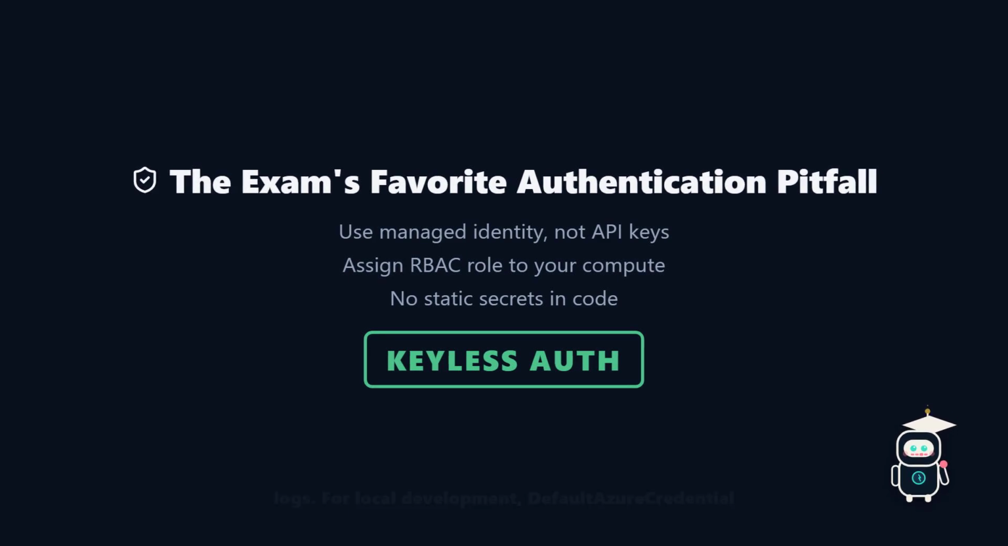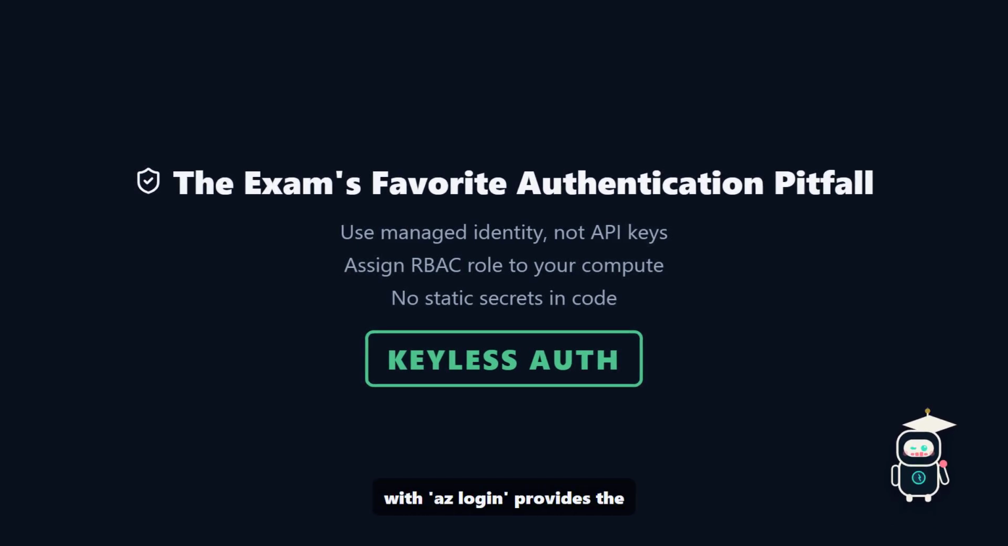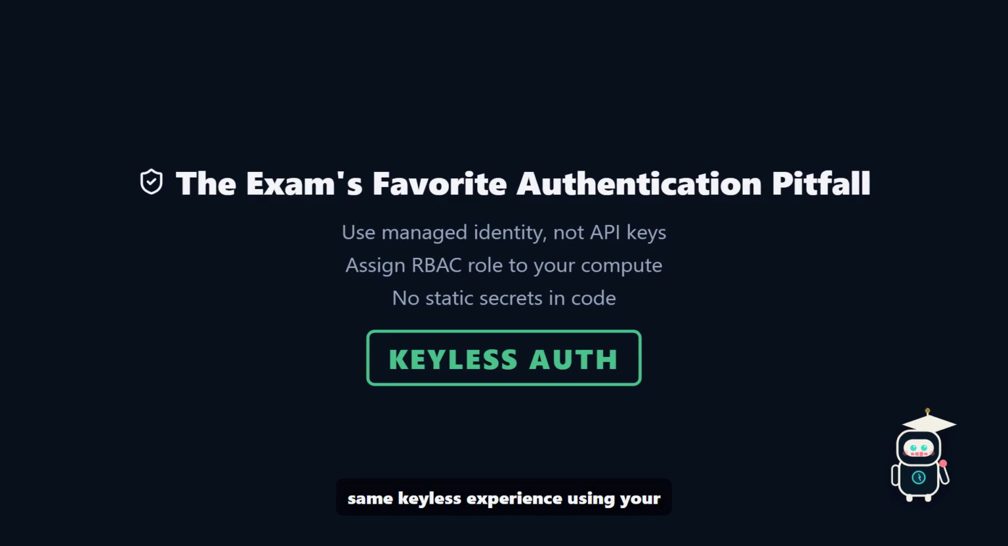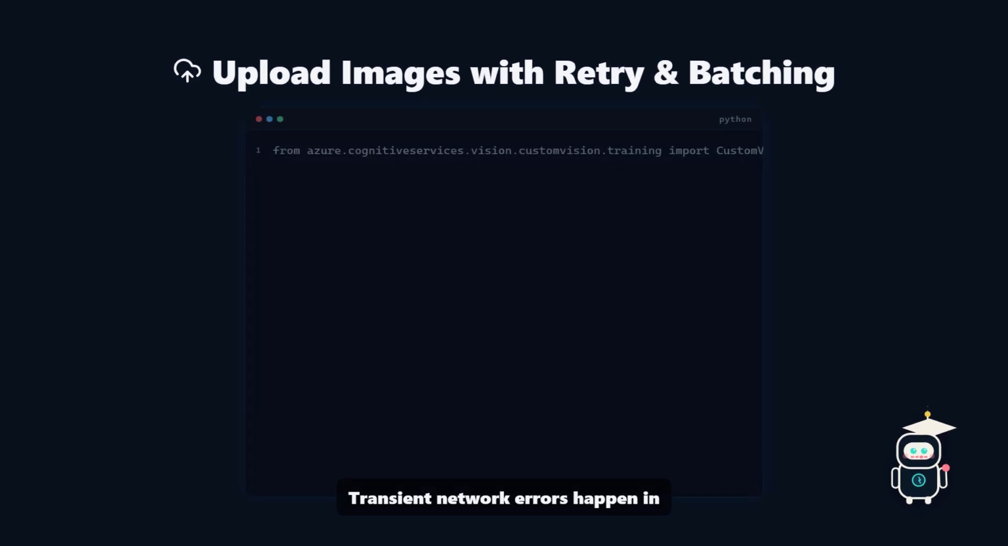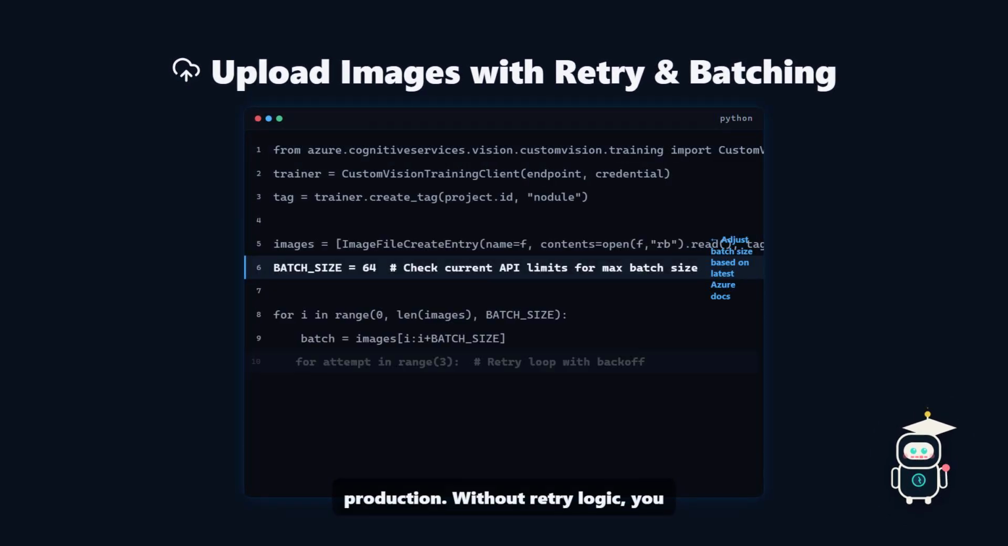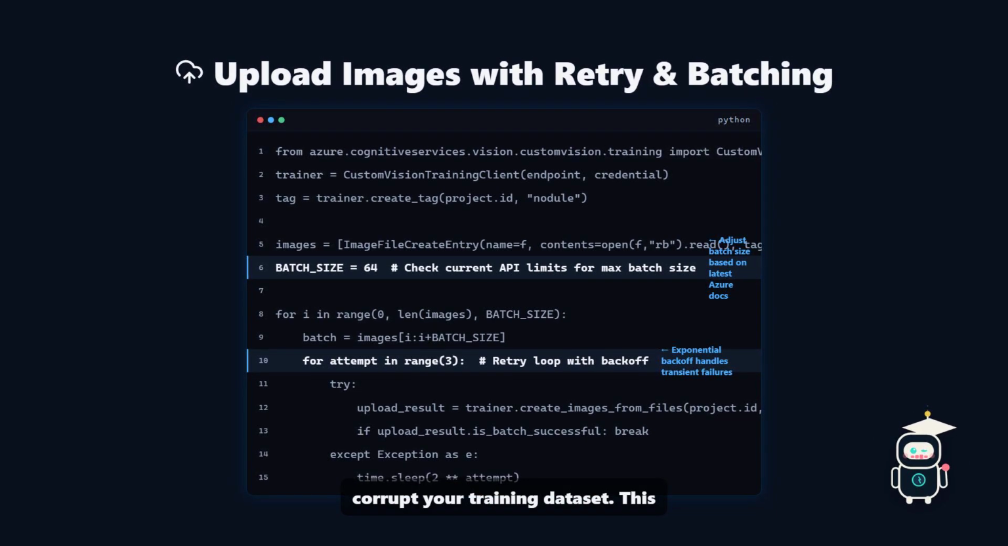For local development, DefaultAzureCredential with az login provides the same keyless experience using your developer identity. Transient network errors happen in production. Without retry logic, you could lose tagged images and corrupt your training dataset.